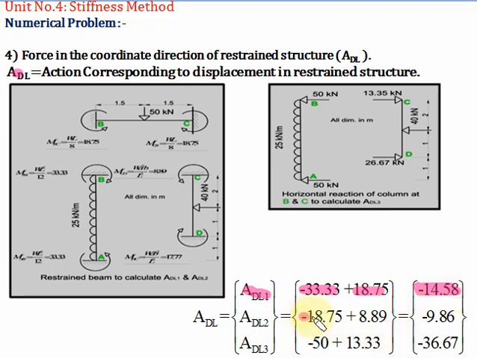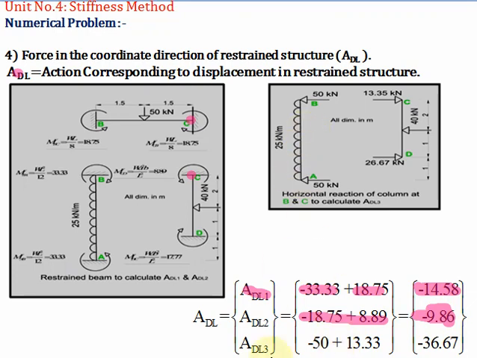Then ADL2 is for joint C. At joint C, which fixed end moments are there? The first fixed end moment is MCB, which is in clockwise direction, so minus 18.75, and the second fixed end moment is MCD, which is in anti-clockwise direction, so plus 8.89. After this calculation, we get ADL2 as minus 9.86.